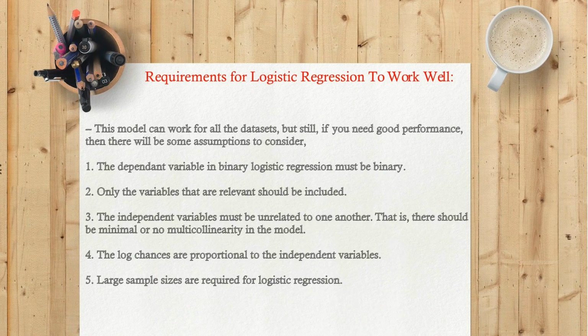Requirements for logistic regression to work well. This model can work for all the datasets, but still, if you need good performance, then there are some assumptions to consider. 1. The dependent variable in binary logistic regression must be binary. 2. Only the variables that are relevant should be included. 3. The independent variables must be unrelated to one another. That is, there should be minimal or no multicollinearity in the model. 4. The log odds are proportional to the independent variables. 5. Large sample sizes are required for logistic regression.